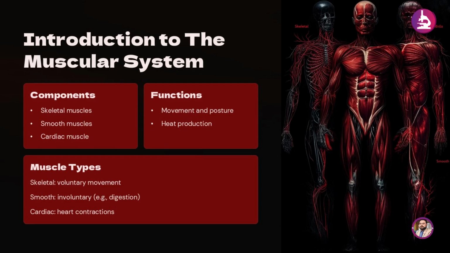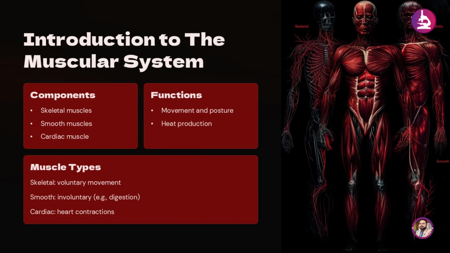Primary functions. Movement, enables locomotion, walking, running, and fine motor skills, writing, speaking. Posture and stability, maintains body alignment and joint support. Heat production, generates warmth through muscle contraction, shivering. Circulation and digestion, smooth muscles propel blood (vasoconstriction) and food (peristalsis). Protection, cushions internal organs and supports skeletal structure.